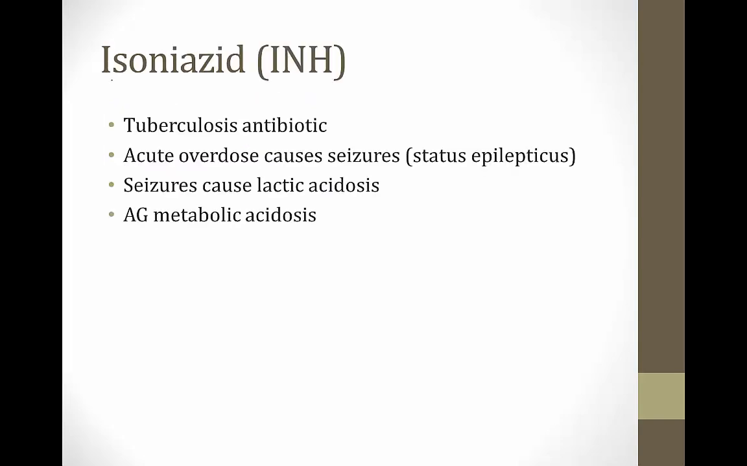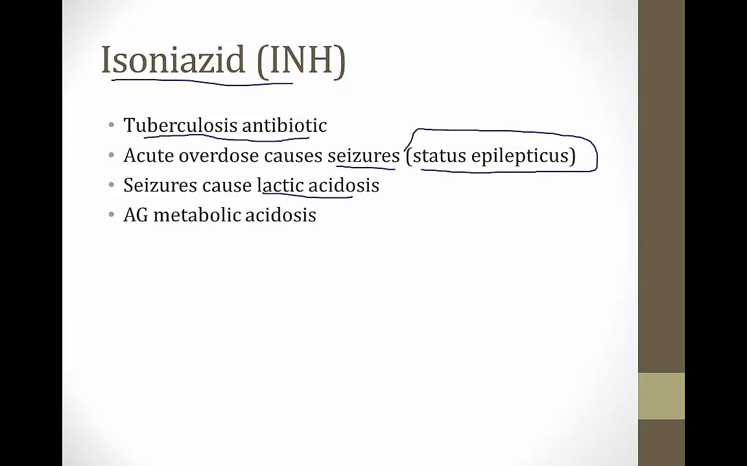Next item on our list is isoniazid or INH. This is a tuberculosis antibiotic, and an acute overdose can cause severe seizures. In fact, it can cause status epilepticus. And all this seizure activity can lead to anaerobic metabolism, and that can cause lactic acidosis from muscles. So the lactic acidosis is what gives you an anion-gap metabolic acidosis.